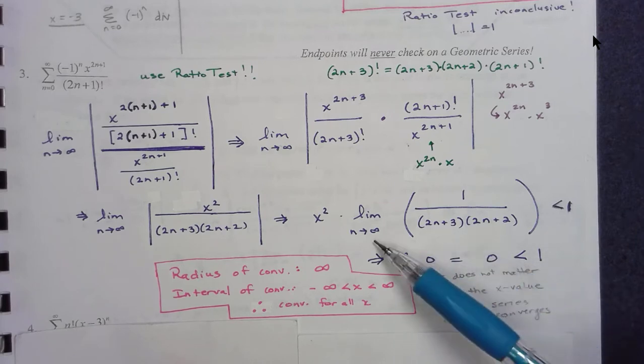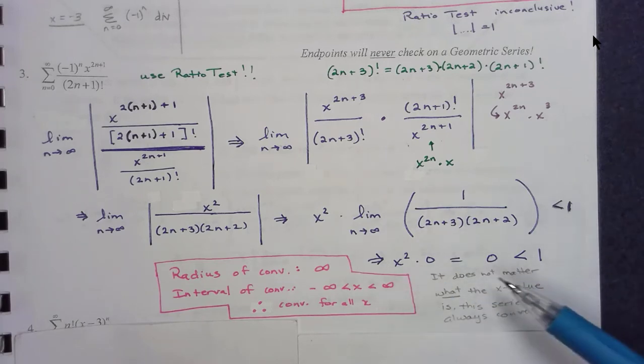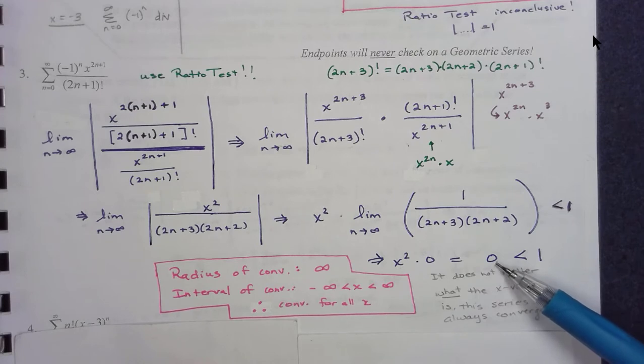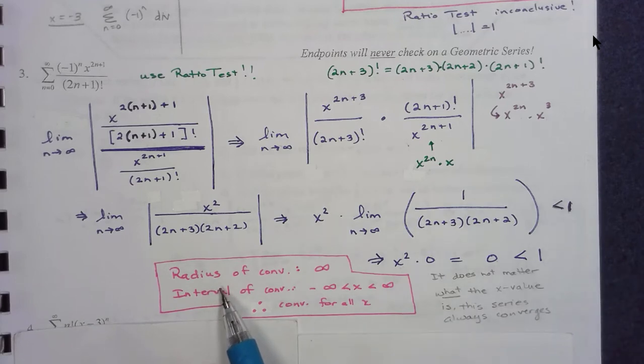Because I get that the limit using the ratio test is 0. It's not dependent on any value for x. That is less than 1. It is always less than 1. So my radius of convergence is infinity. Why? It converges for all x.